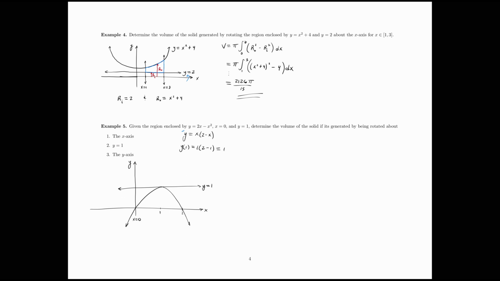All right, so now let's identify the region. So the region here is using all three of these, the parabola, the y-axis, and the horizontal line as the region. So that encloses this outlined in blue region. That is our region that we'll rotate.